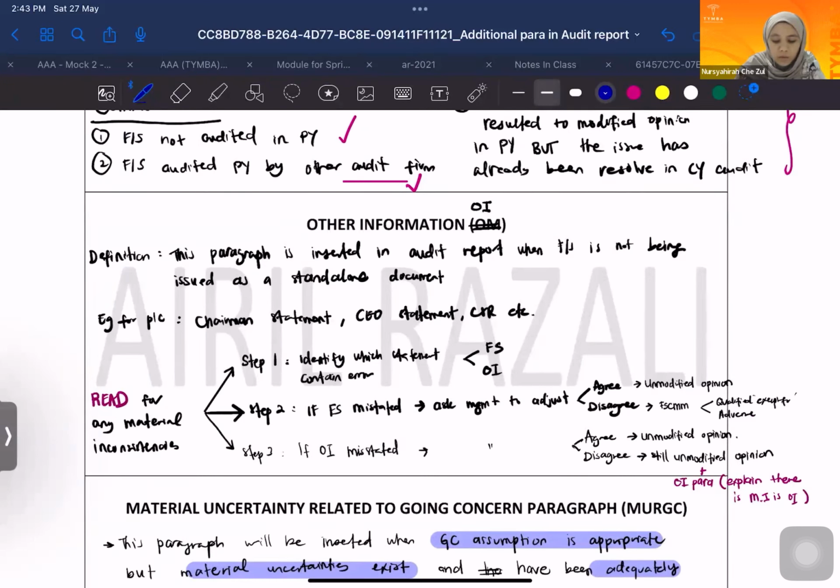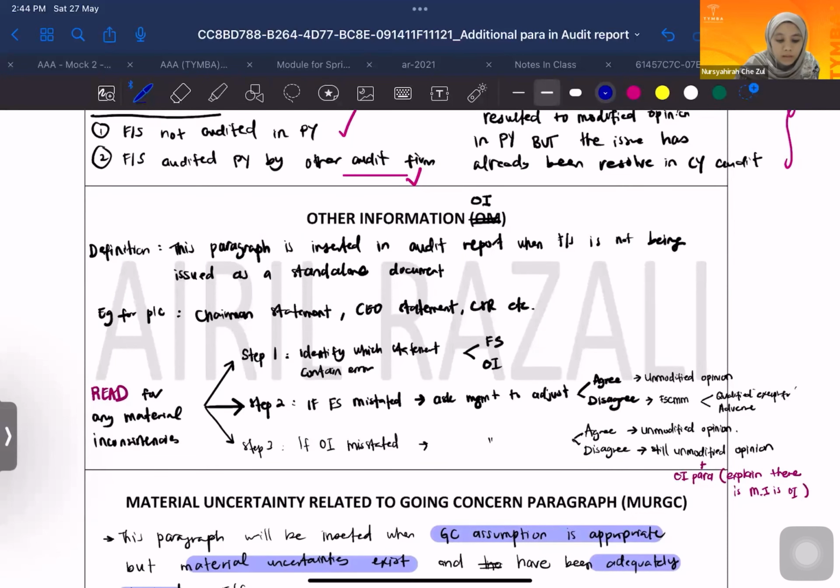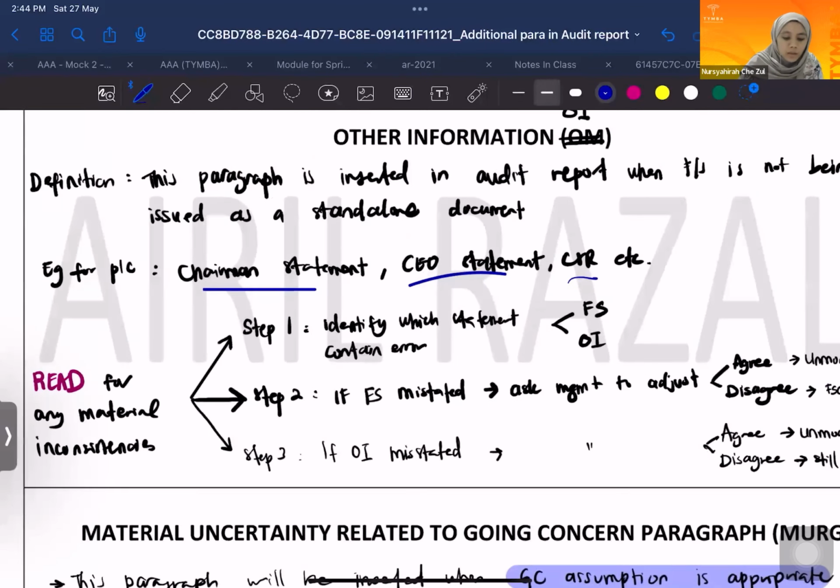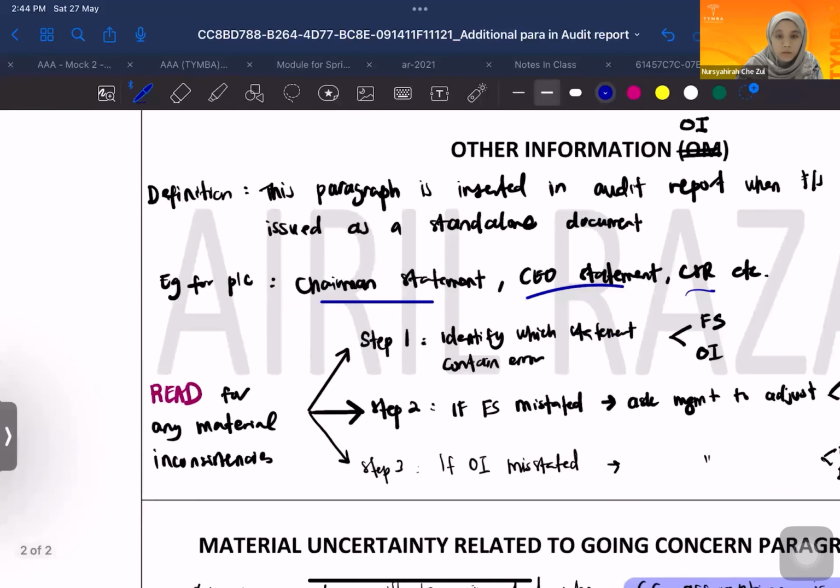Okay, so basically, this paragraph is inserted in the audit report when the FS is not being issued as a standalone statement. So if the FS is issued with other statements or other reports, as per the annual report just now, we have to include this other information paragraph. That's why 7-11 just now did include one paragraph, the OI paragraph. Examples of other information are the chairman statement, CEO statement, CSR. Right now, just now you read the OI for any material inconsistencies.